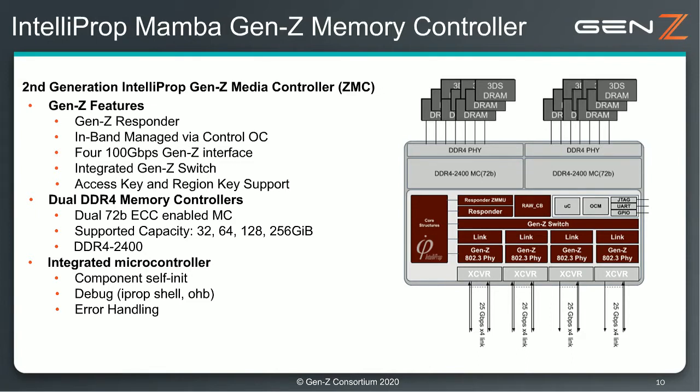The ZMC is provisioned with 400 gigabit per second Gen Z links, utilizing the Gen Z 802.3 PHY for a total bandwidth of 400 gigabits per second over a low-cost 5-meter copper cable. The Mamba ZMC implements A-key and R-key functionality, which allows for hardware-enforced isolation and carving up available memory resources between multiple hosts, which we'll discuss some use cases on later on.